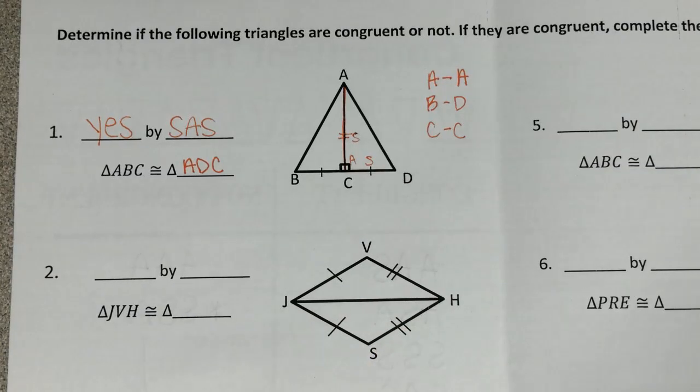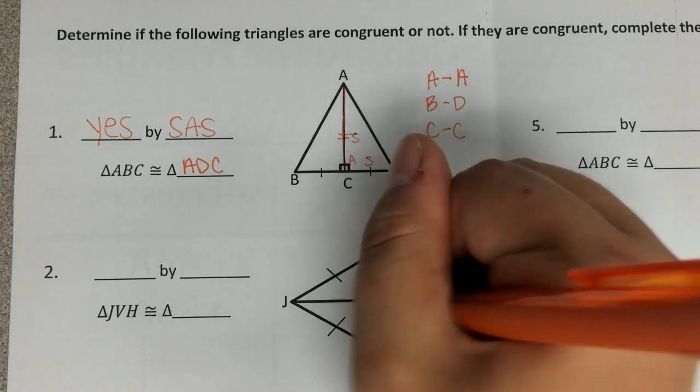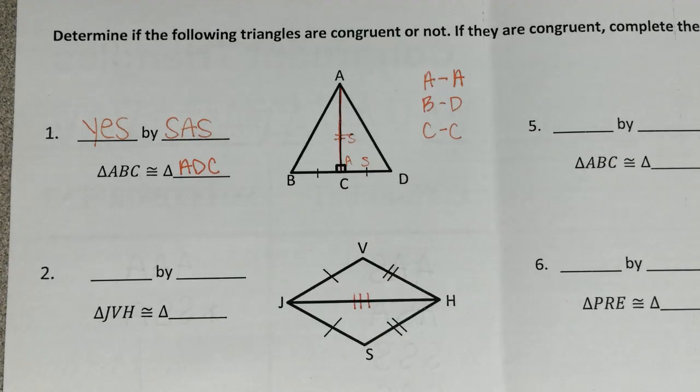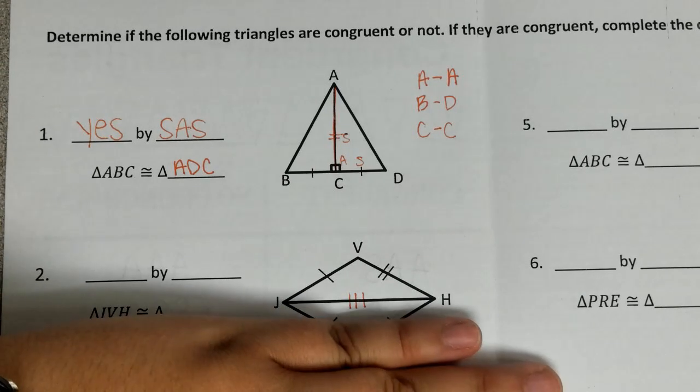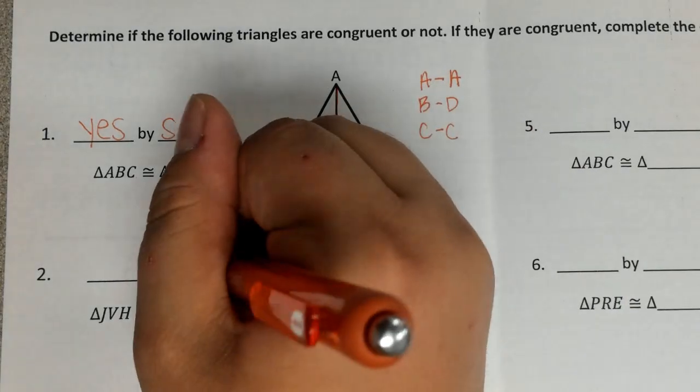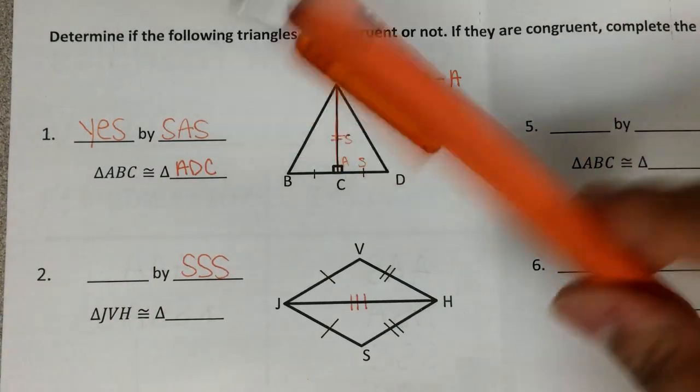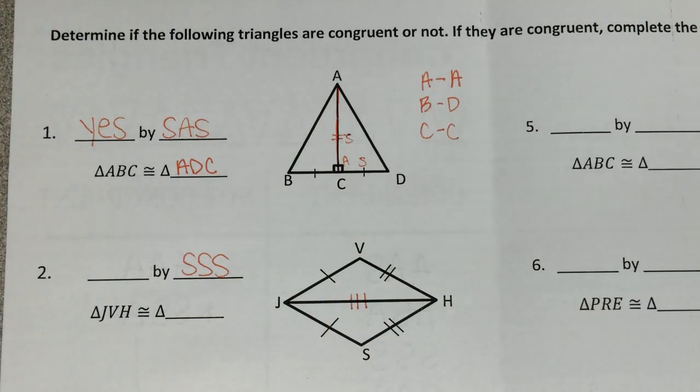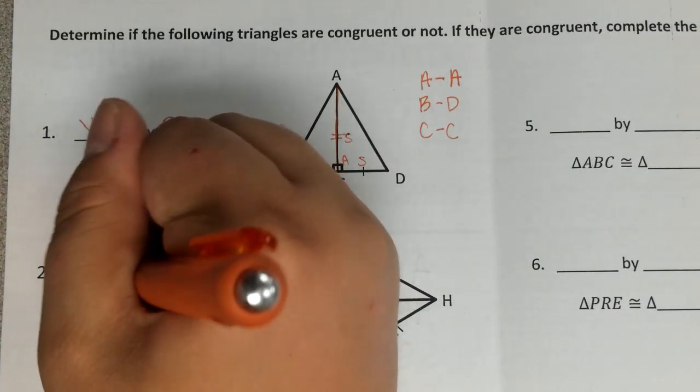What can I add to this picture? Can I add tick marks on what? YJH? They share that side. It's the reflexive property. Okay, so what did I give you on this triangle on top? Side, side, side. What did I give you on the triangle on the bottom? Side, side, side. So is side, side, side a yes or a no? Yes.